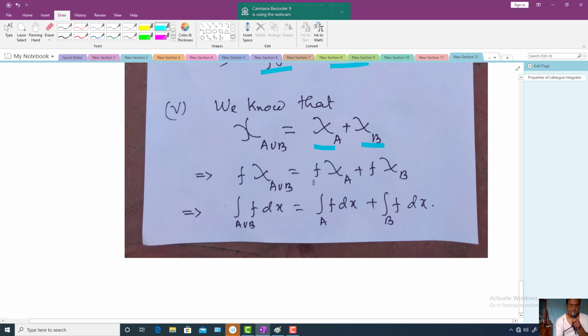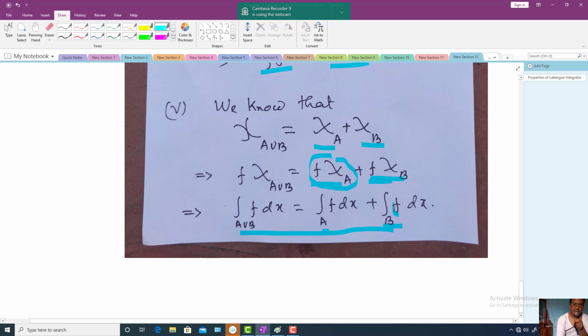Similarly, just now we have done, this is a function, this is a function, so their integration is equal to integration of this function plus integration of this function. But integration of this function is what? That is from the definition, integration of the function f over the set a. And integration of this one is integration of the function f over the set b. So Roman number 5 we have done. So this completes the proof.